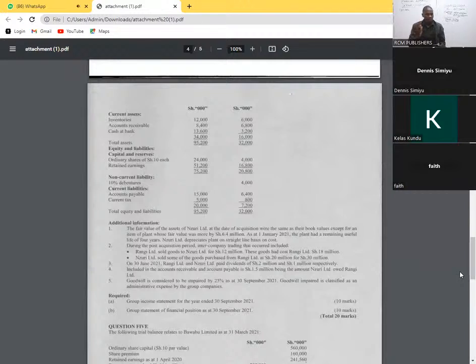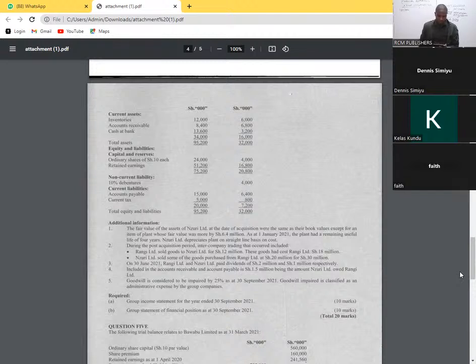Anytime you hear of such information, you are going to think of two things: the PPE and the depreciation undercharge. Whatever you take to the PPE is used also in our goodwill computation. As at 1st January 2021, the plant had a remaining useful life of 4 years. Nzuri Limited depreciates plant on a straight line basis on cost.